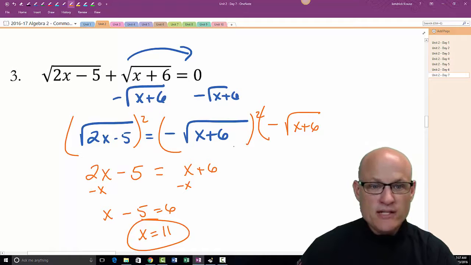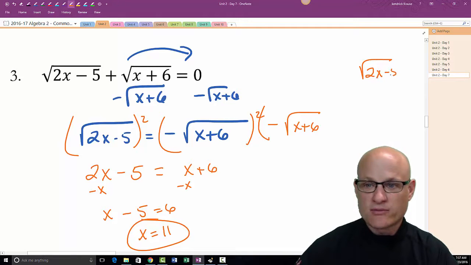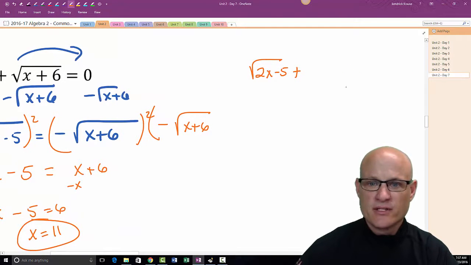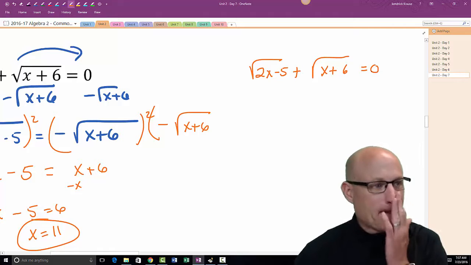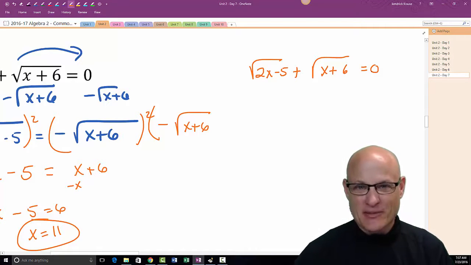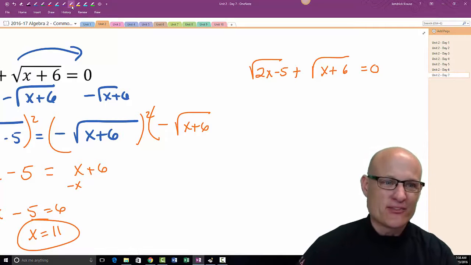So now I want to check my answer, because you always should check your answer. So let me rewrite this over here. Square root of 2x minus 5 plus... Now that bothers me already a little bit. You guys may not be mathematically mature enough to see something that might bother you, but take a look at this.